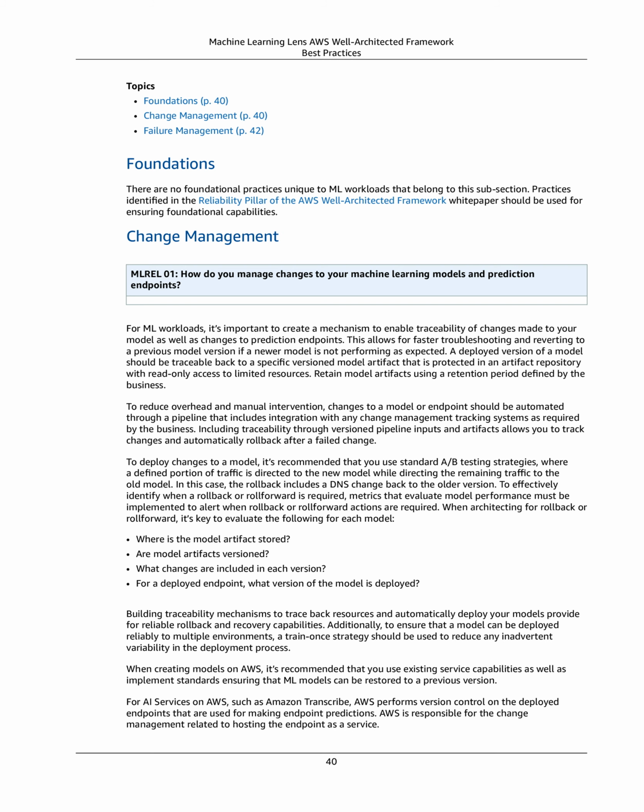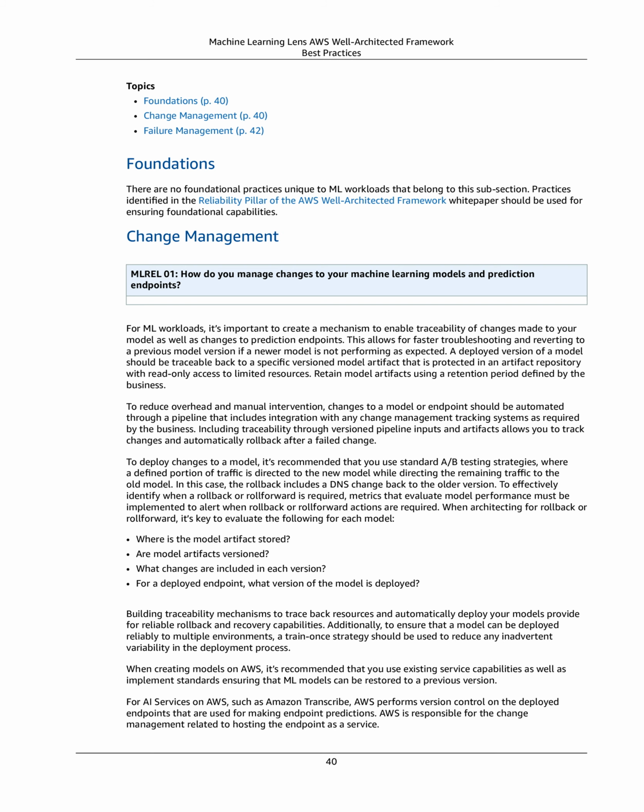Change management. MLREL 01. How do you manage changes to your machine learning models and prediction endpoints? For ML workloads, it's important to create a mechanism to enable traceability of changes made to your model as well as changes to prediction endpoints. This allows for faster troubleshooting and reverting to a previous model version if a newer model is not performing as expected. A deployed version of a model should be traceable back to a specific version model artifact that is protected in an artifact repository with read-only access to limited resources. Retain model artifacts using a retention period defined by the business.